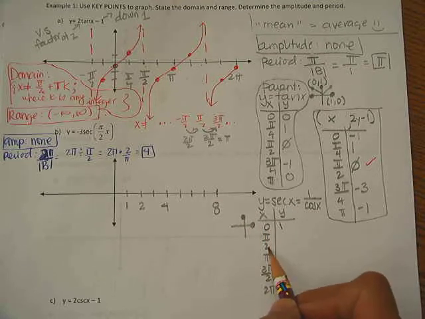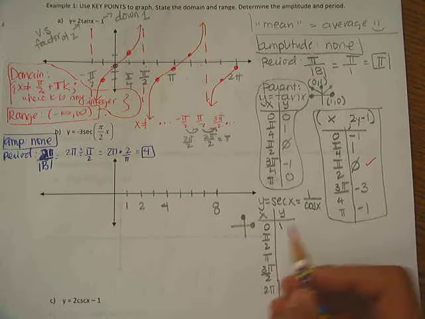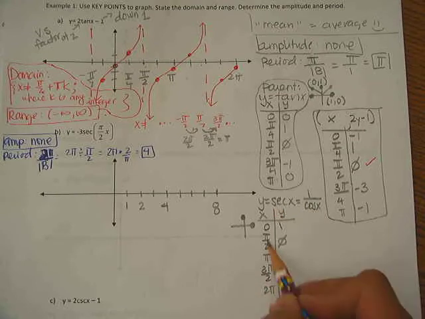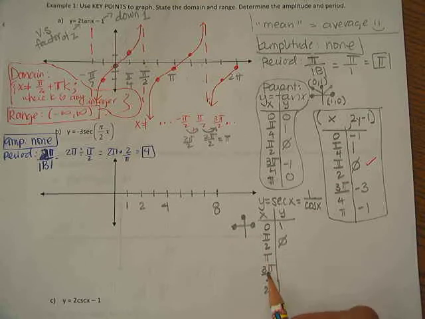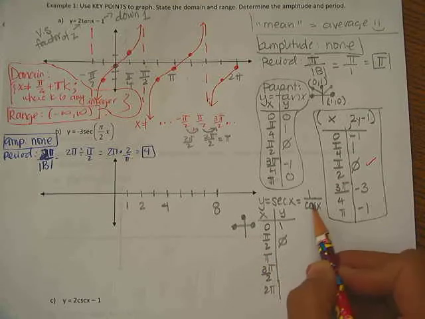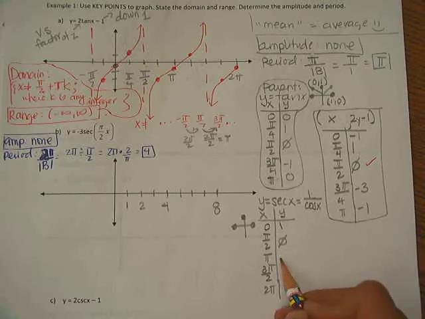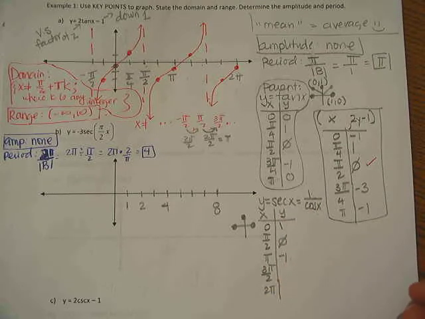When x is pi over 2, cosine of pi over 2 is 0. 1 divided by 0 is undefined. So therefore, secant of pi over 2 is undefined. When x is pi, cosine of pi is negative 1. 1 divided by negative 1 is negative 1. So therefore, secant of pi is negative 1.